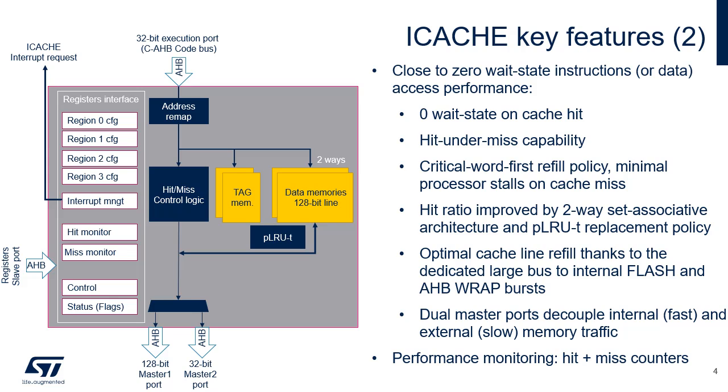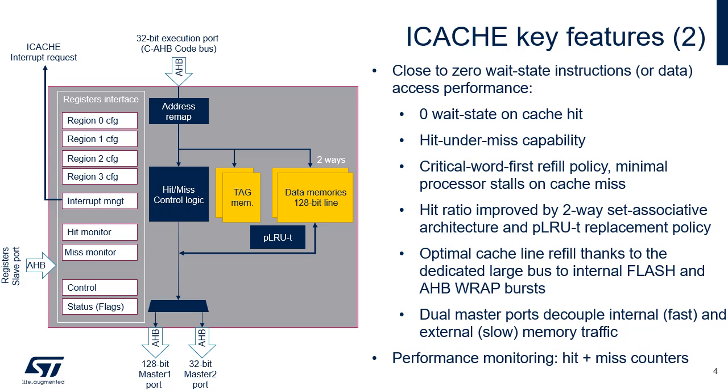Cache lines read from the external memories are transferred with the critical word first by implementing WRAP4 AHB transaction ordering in order to deliver the instruction requested by the processor's fetcher first. The dual master port architecture decouples internal and external memory traffic. For example, SRAM fetches are not stalled by cache line refills from external memories.